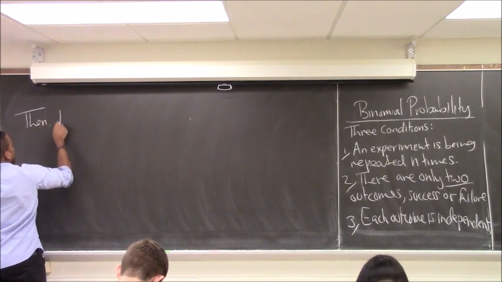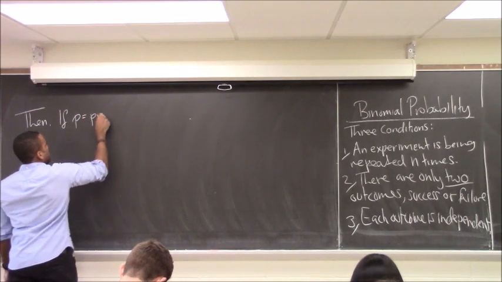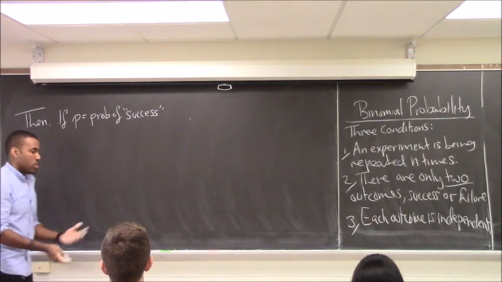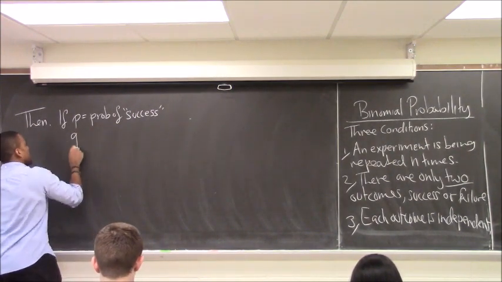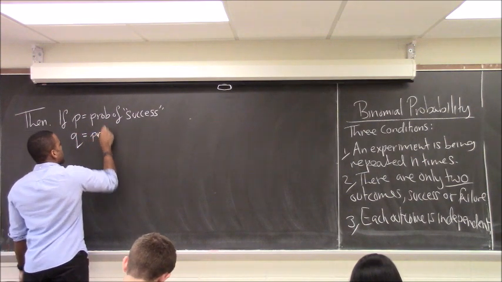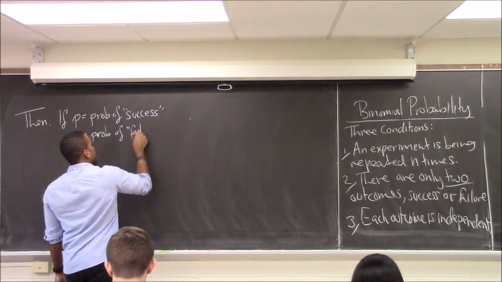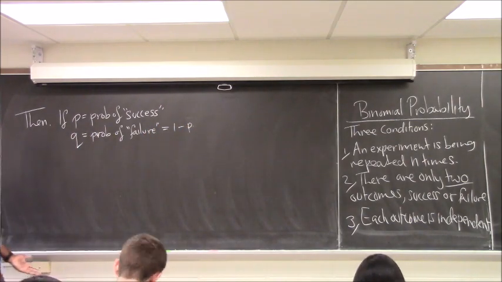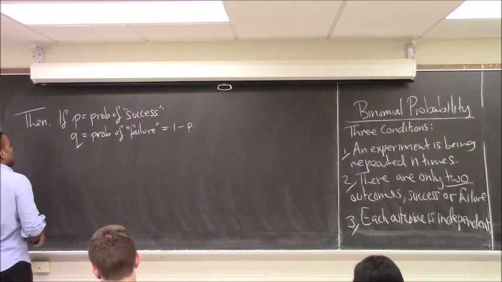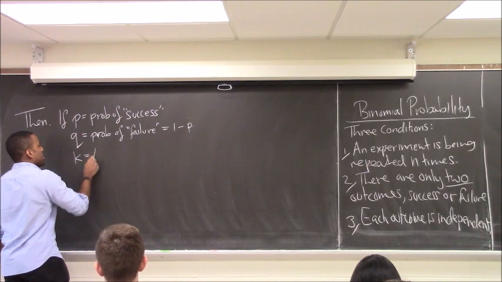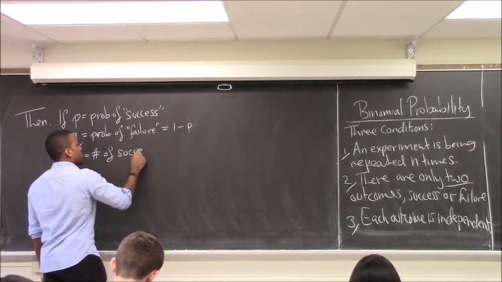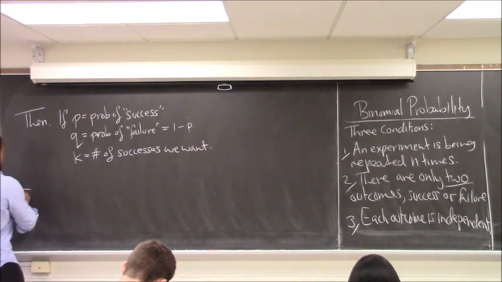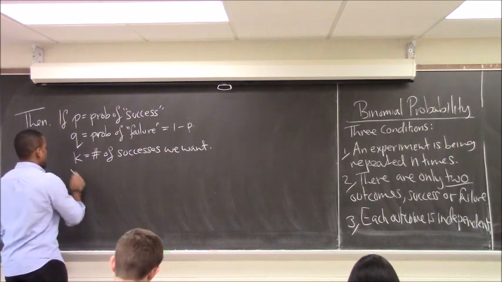Then, if P equals the probability of success. Now success can mean, it's just the thing you're looking for, right? It could actually mean something bad technically. Q is the probability of failure. Now because it's only two options, success or failure, this is of course going to be 1 minus P. So once you figure out the P, you know what this one is going to be. And K is the number of successes we want. Then, and let X be a variable.